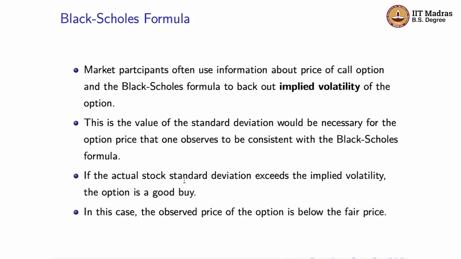So it's only in the sigma squared that one has to figure out a way of estimating it. So what market participants do is they often use everything else apart from sigma squared, and this includes the price of the call option, as inputs in the analysis. They use this to back out what is called the implied volatility of the option. So what is the implied volatility? This is the value of the standard deviation that would be necessary for the option price that one observes to be actually consistent with this Black-Scholes formula.